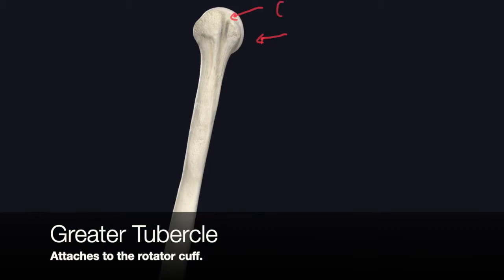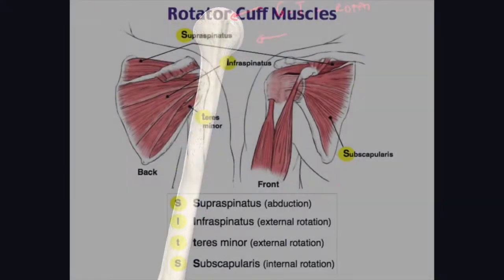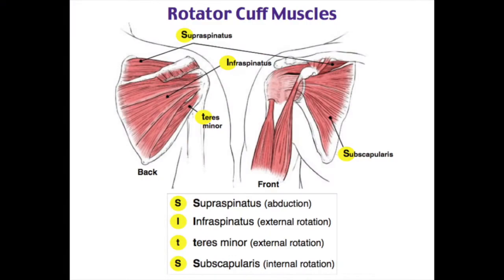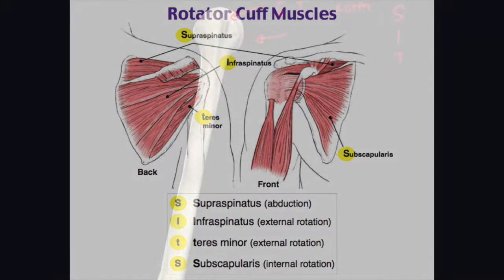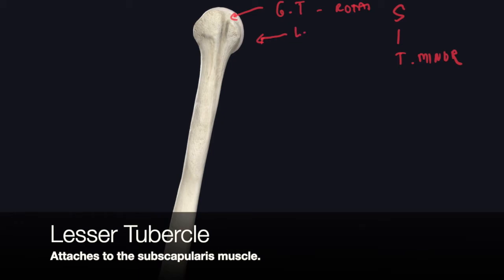Your greater tubercle, GT, is the site for attachment of your rotator cuff. It may involve your supraspinatus, infraspinatus, and your teres minor. So this is your lesser tubercle. It's a site for your subscapularis.